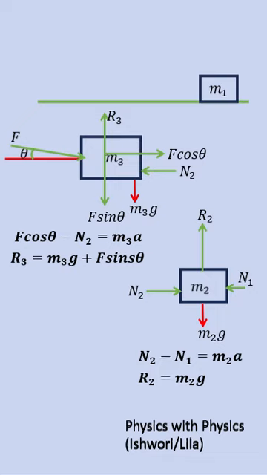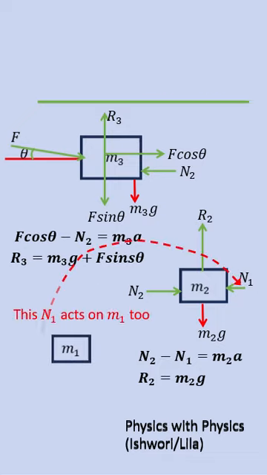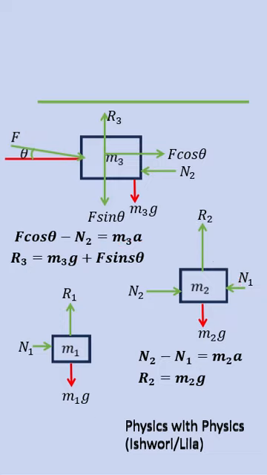Now it's turn for m1. n1 acts on m1 too. As we discussed earlier, the weight acts downward. This is the normal reaction. Now these are the only forces acting on m1. Along the x-axis we see there is only one force, n1 equals m1a. a is the common acceleration, and along the y-axis r1 equals m1g.